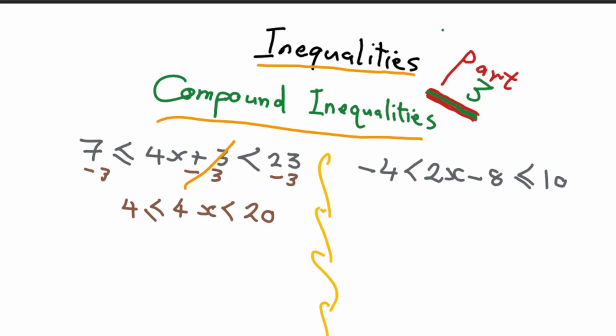Now, I still don't want to see the 4. So what I will do is I'll divide everything by 4. Everything is divided by 4. Now, 4 divided by 4 is 1. It's less than or equals to. This is cancelled, so we have just x. Oh goodness. So this is just x, and this is less than. 20 divided by 4 is 5. Now, this is our solution.